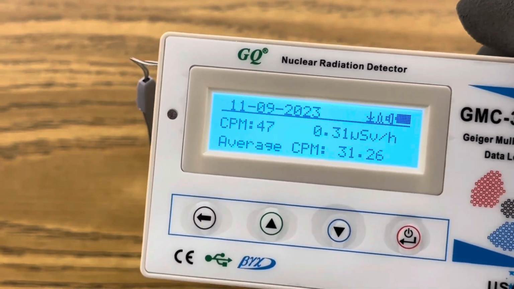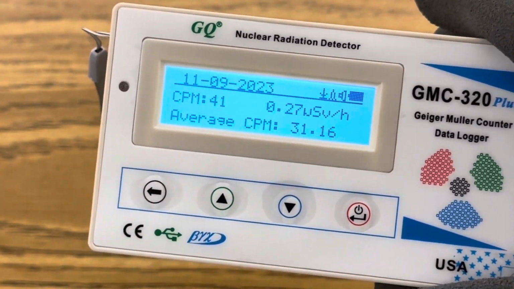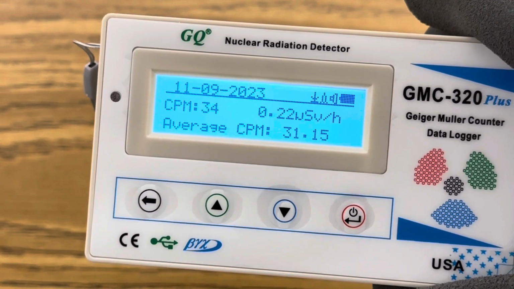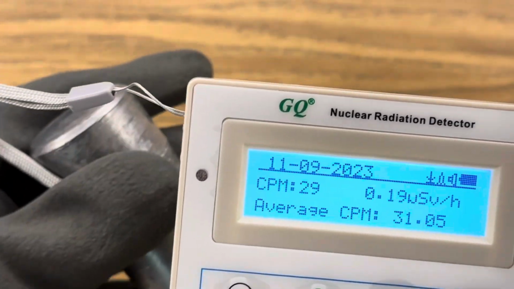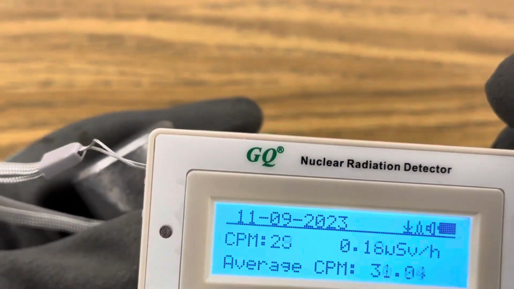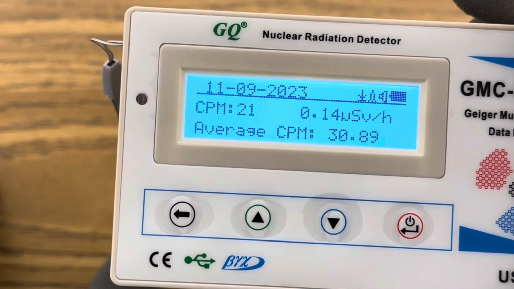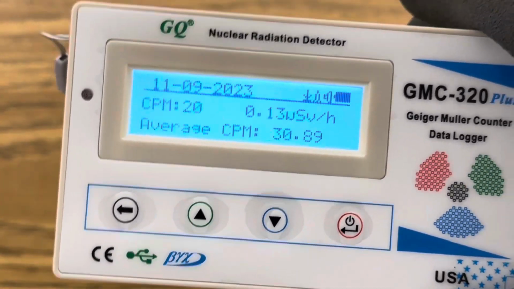But again, any amount of uranium, even if it's in glass, I would definitely wear gloves with these ore samples. But that's the effect of shielding. You know, lead is very effective at shielding. It's down to 20 now. And I think we're up to 80. So very effective.